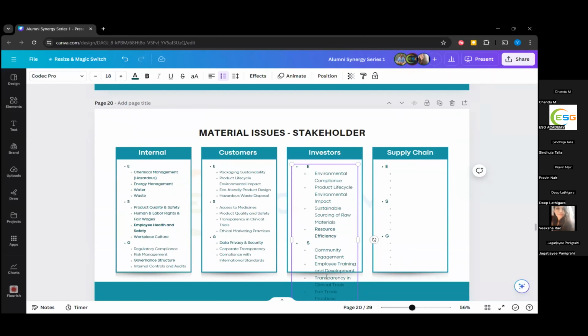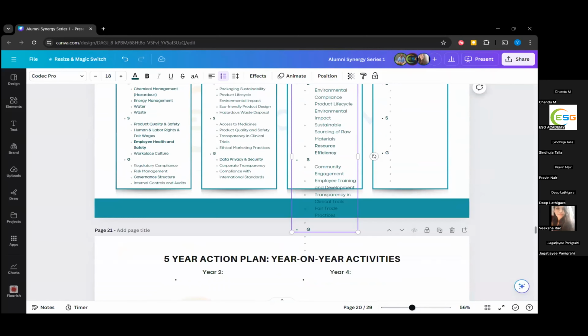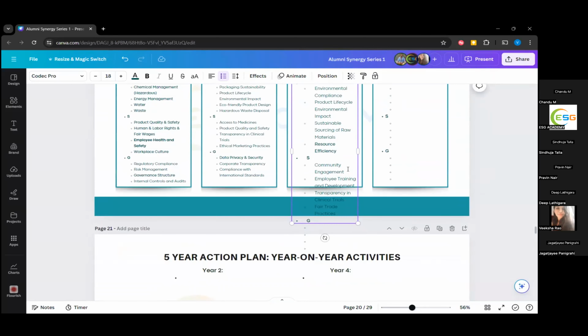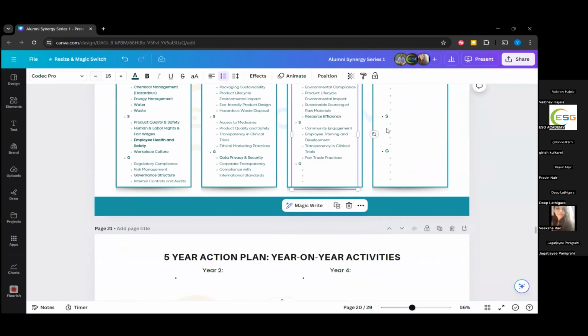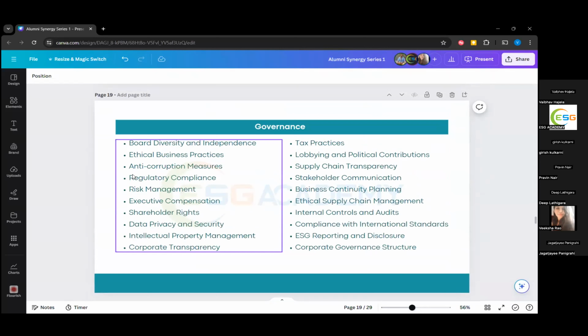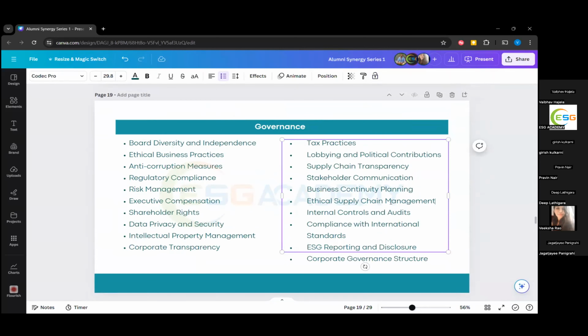Governance, as investors, what we expect. There'll be a lot of points. Executive compensation, shareholder rights, anti-corruption. Business continuity planning. Already we have got answers. Anti-corruption, business continuity planning, executive compensation, board diversity, and board independence.